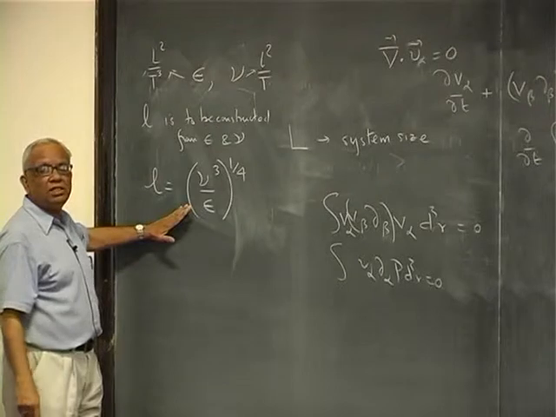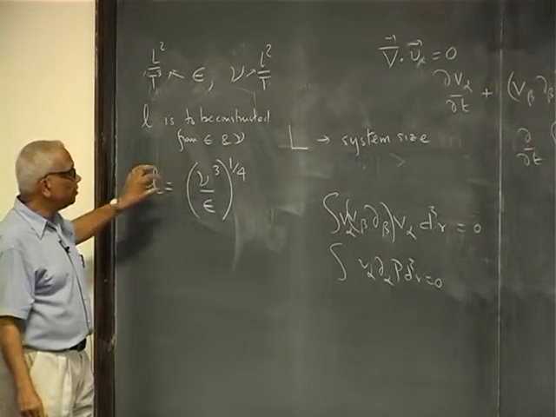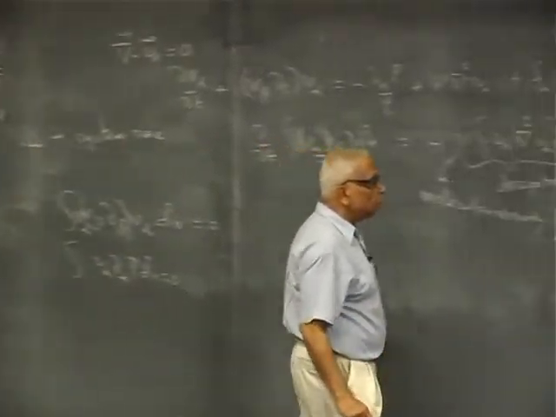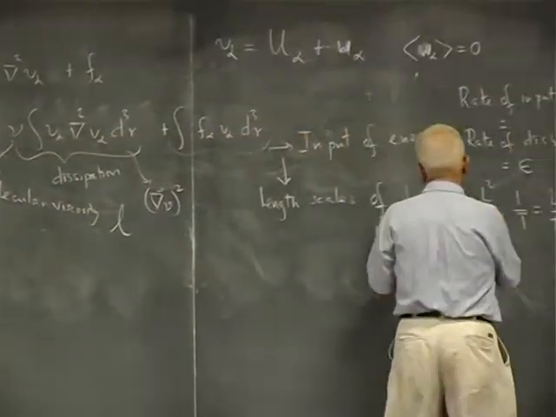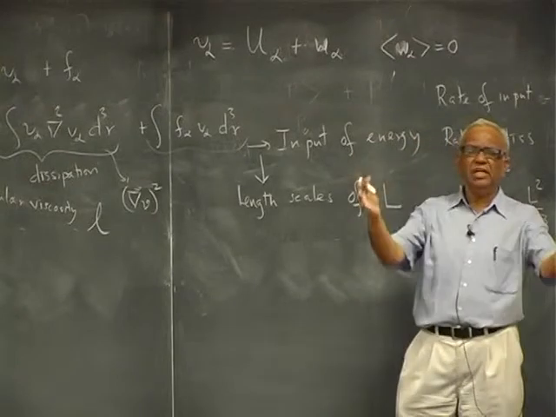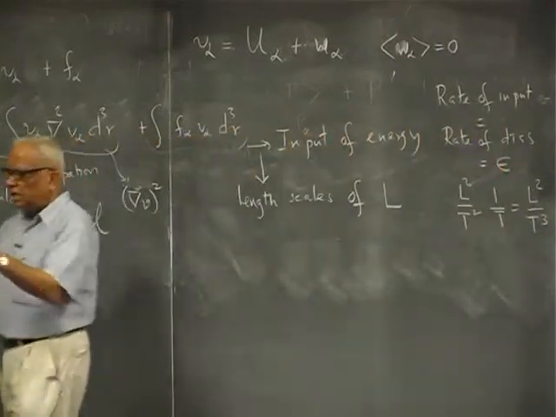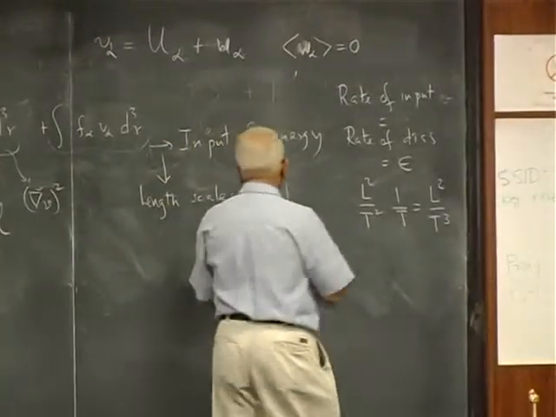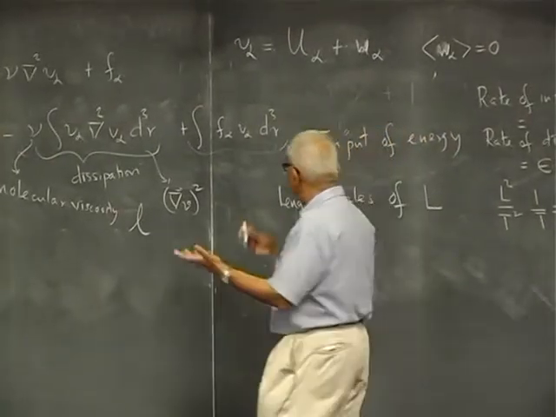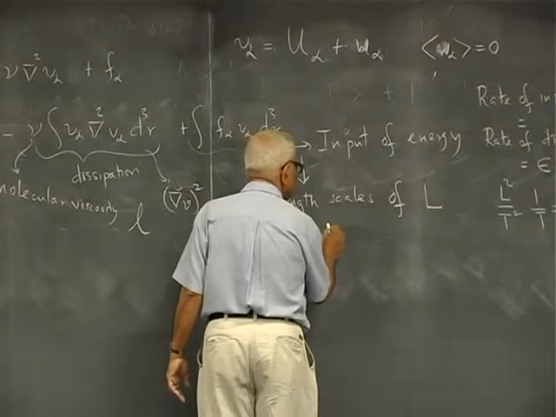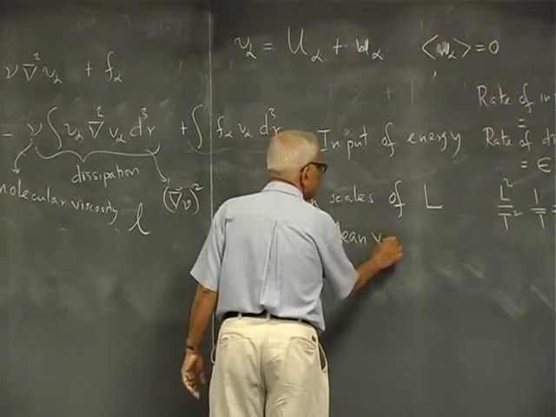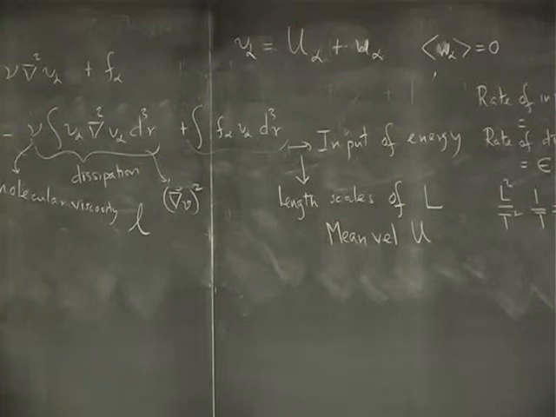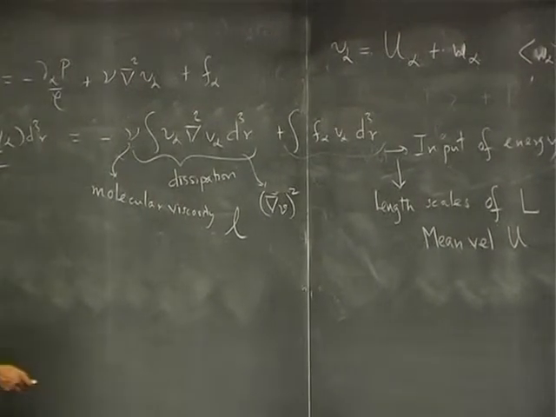So I have a small length scale in the problem where nu is operative, it's operative at a small scale, and that's it. What about the input? The input is at a scale which is of the system size. What are the velocities over there? At the system size, the velocities are more or less the mean velocity of the system. So at these large length scales, the mean velocity which we talked about, this U, is the operative velocity.